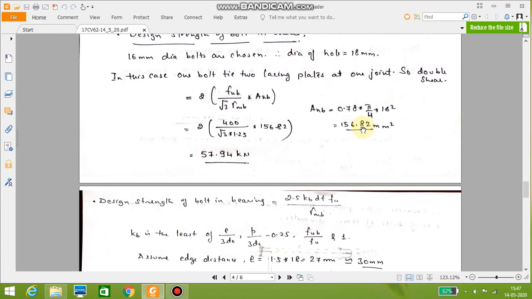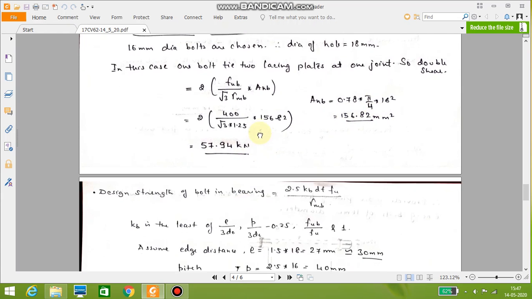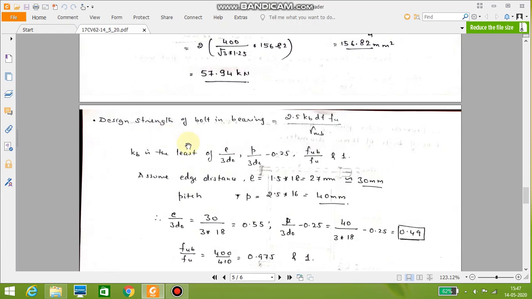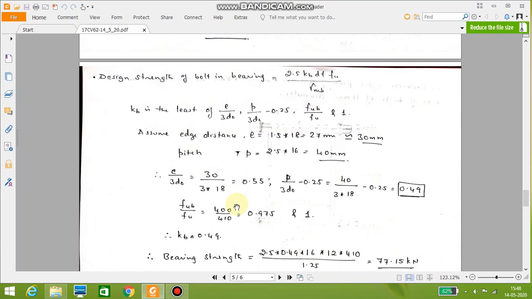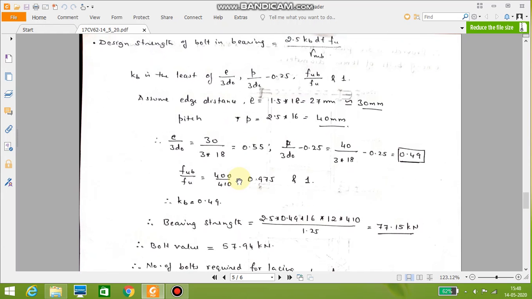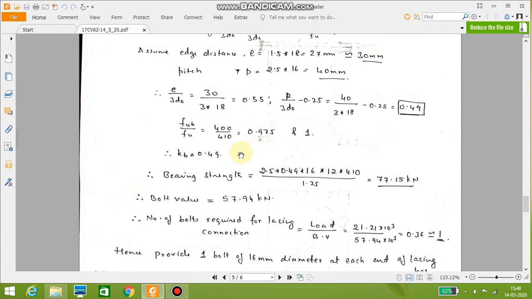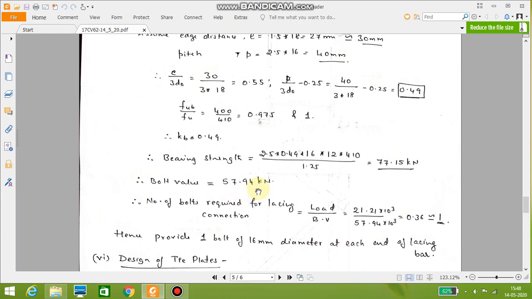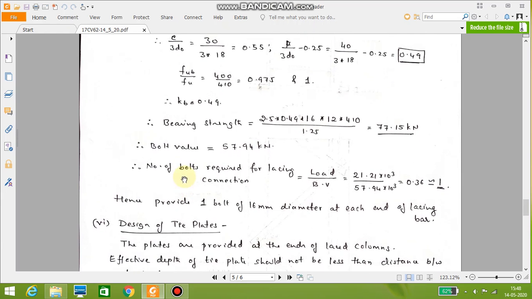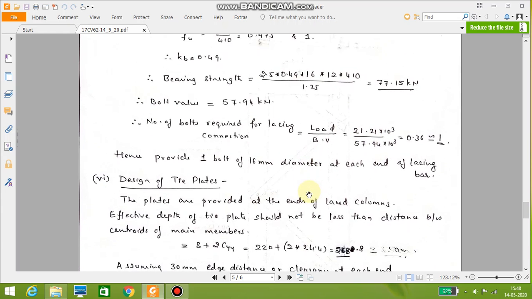Anb is 0.78 times pi by 4 into 16 square. Finally, you calculate design strength of bolt in bearing also. So this procedure, I will not explain much about this. You assume the edge distance and pitch distance according to the code provisions, and we get a bolt value equal to 57.94 kilonewton, and you calculate the number of bolts required. The load divided by bolt value, 21.21 by 57.94. The answer is 0.36, rounded off to 1.